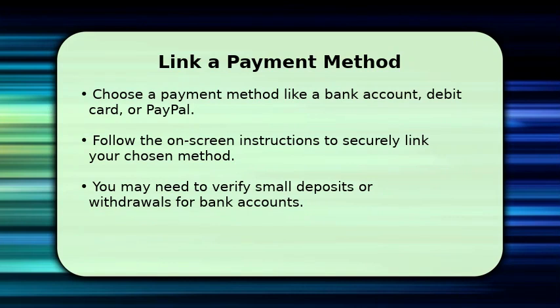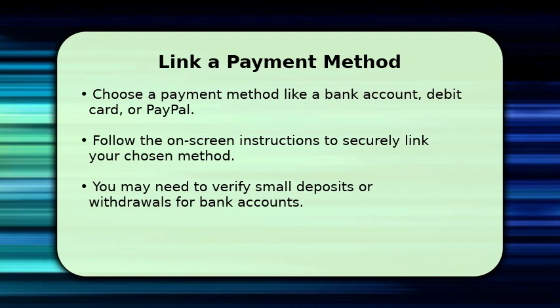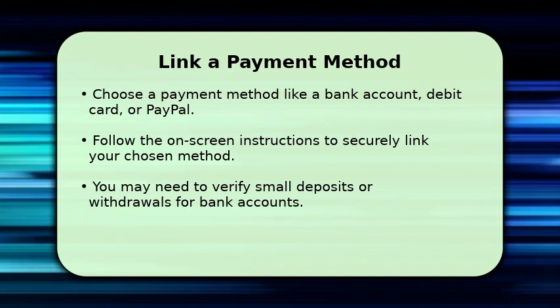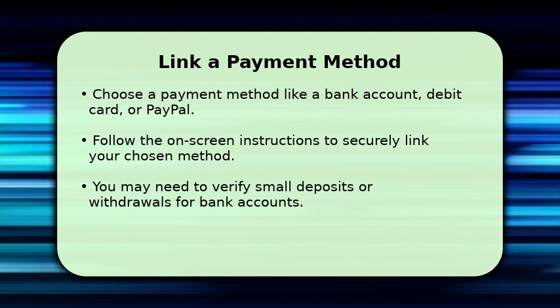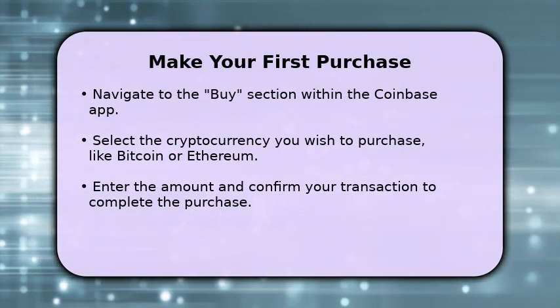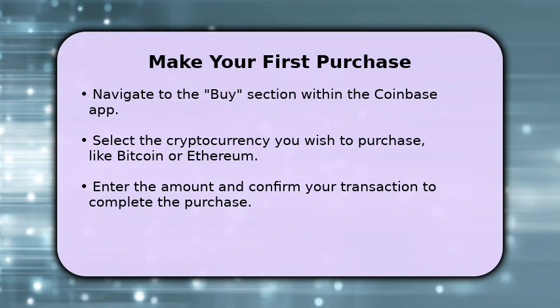Now it's time to link a payment method so you can fund your account. Coinbase offers several options, including linking a bank account, a debit card, or even PayPal. Simply select your preferred method and follow the clear on-screen instructions to securely connect it. For bank accounts, you might need to verify small deposits or withdrawals, which usually takes 1 or 2 business days to complete. With your payment method linked, you are ready to make your first cryptocurrency purchase.